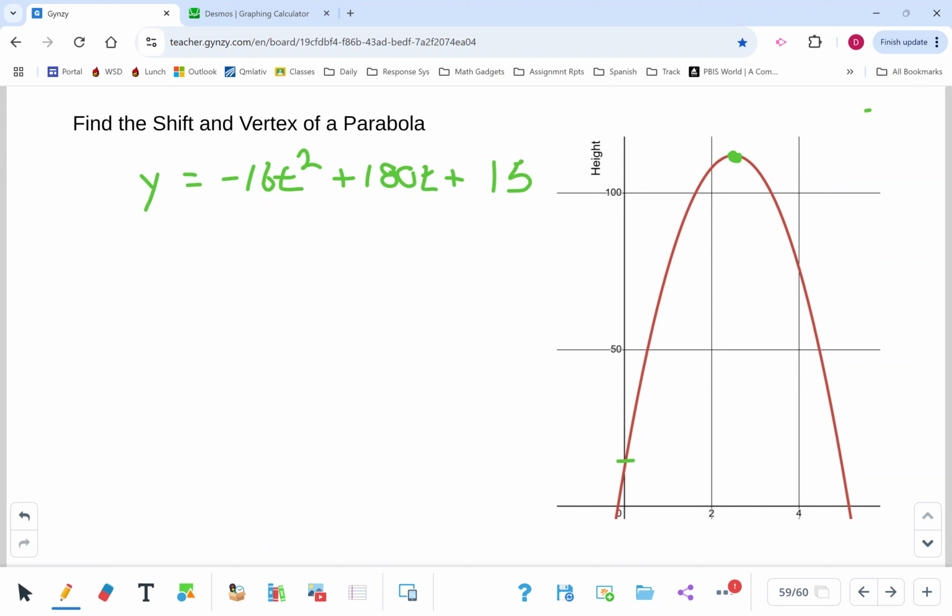And so what we're going to be finding is the horizontal shift. In other words, how far did it get shifted to the right? And then what are the x and the y coordinates of that vertex? It turns out that the horizontal shift is this x coordinate right here, so that'll help us out. So I'm going to guess it's about 2.5 and maybe, I don't know, 120 or something like that. But that's what we mean by the horizontal shift and the vertex of a parabola.